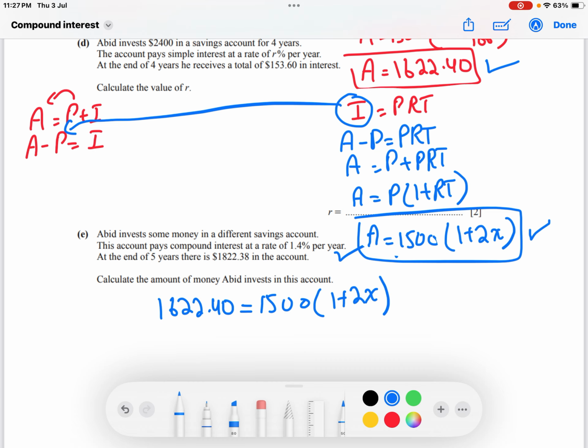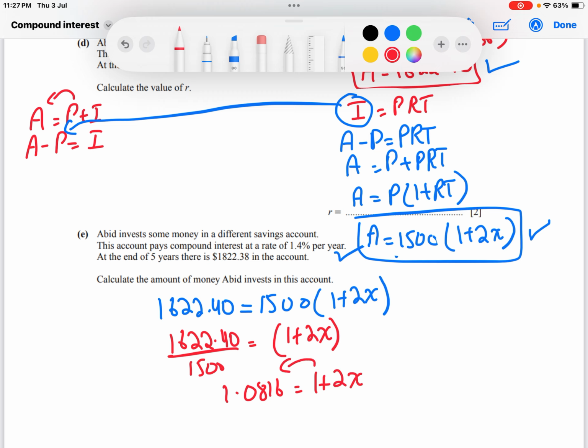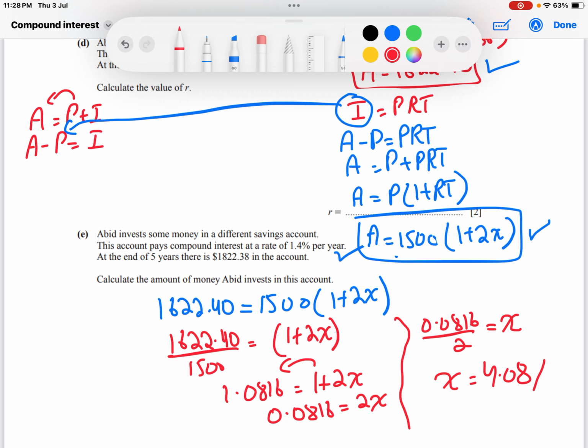Now I will solve and find the value of x. That's what the question is. So 1500 goes to the other side and divides. I hope you know these basic things, how to simplify and find the value of x or any variable. When we divide these two values, we get 1.0816 is equal to 1 plus 2x. 1 goes to the other side and minus, so this becomes 0.0816 is equal to 2x. Now 2 goes to the other side and divides, so 0.0816 divided by 2 gives me the value of x, which is 4.08. I will write the percentage sign because we are finding an interest rate.